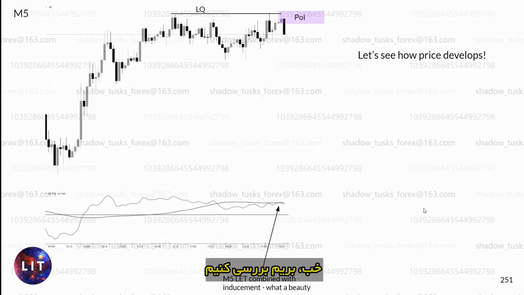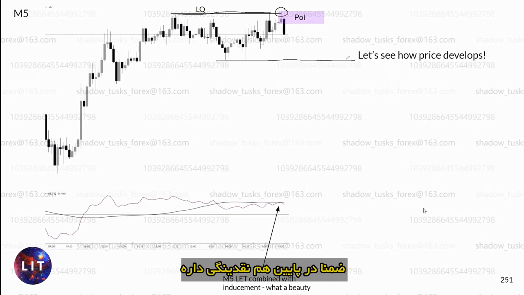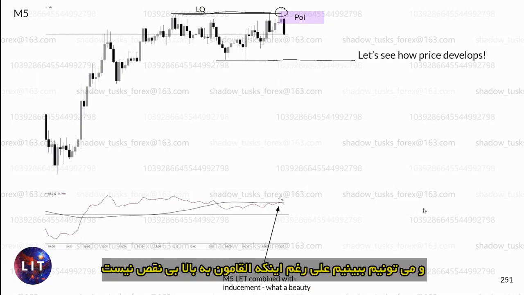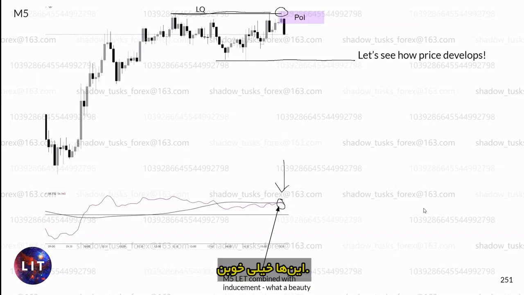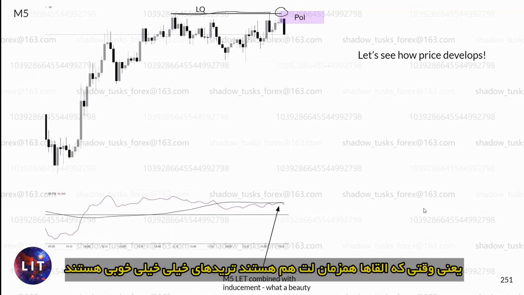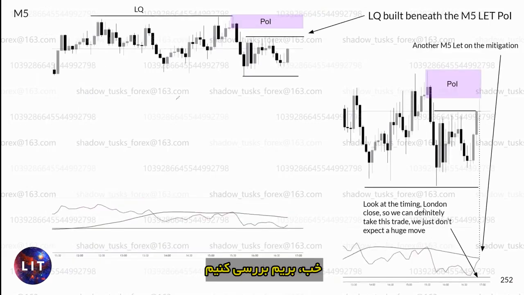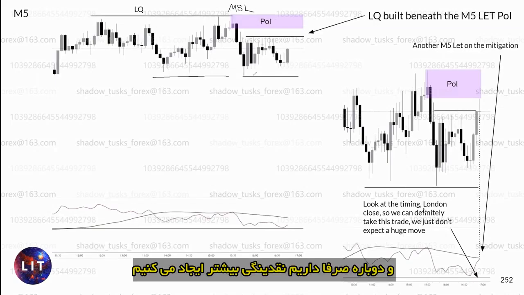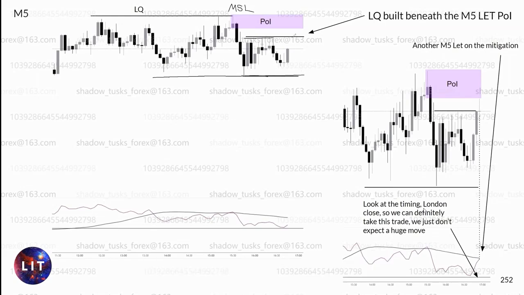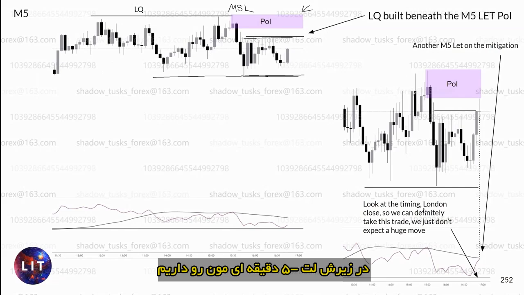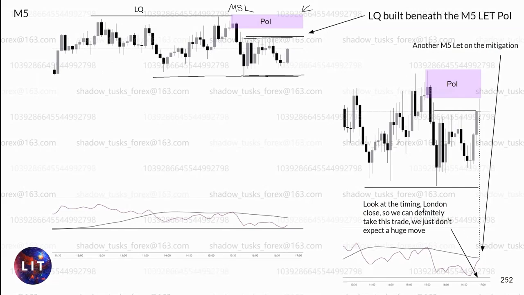Okay, so let's look. Liquidity. We've had an inducement high. We've also got liquidity to the downside. And we can see that our inducement high, although not perfect, the inducement was a let. These are really nice. When the inducements are lets as well, these are very, very nice trades, or have very nice potential. So let's look. We've got our M5 let right here. And again, we're just building more liquidity, build up underneath our M5 let, and then look.